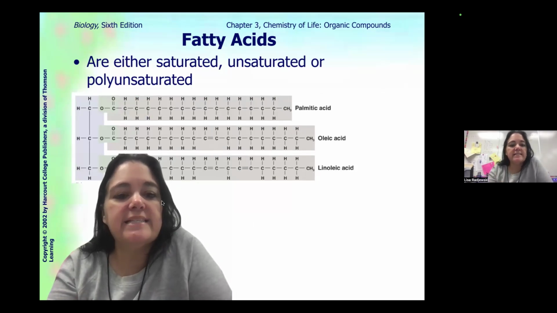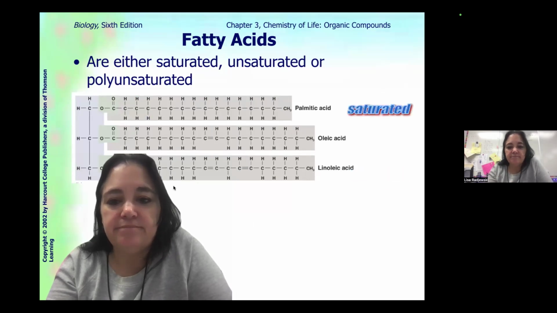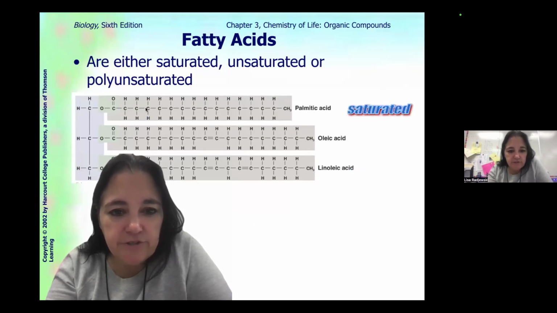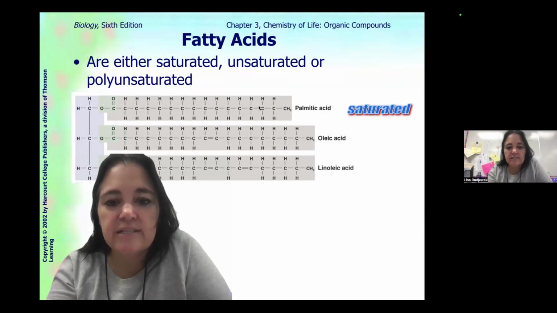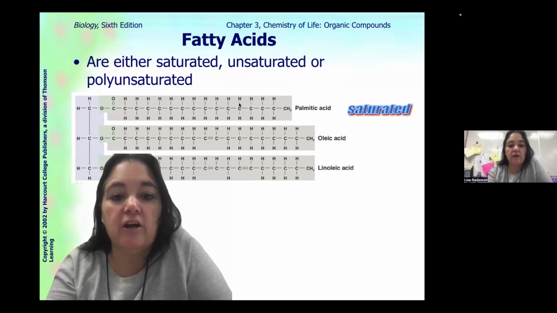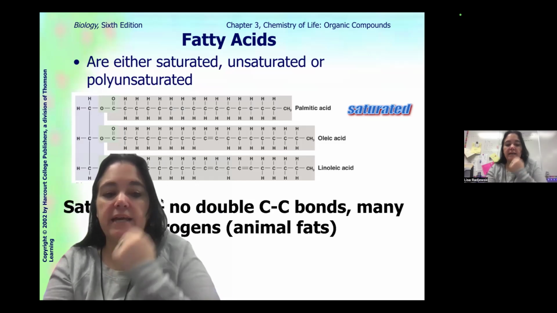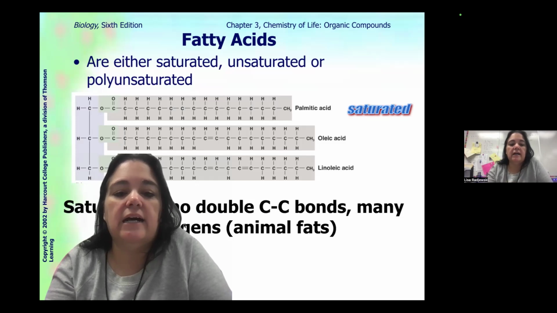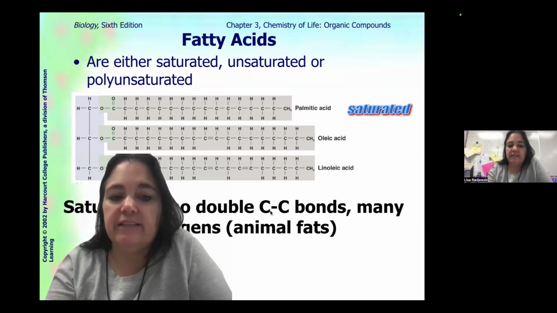All right, so when I say it's a saturated fatty acid, that means that all of these bonds between the carbons, see how there's so many carbon bonds bonded to hydrogens? There's no double bonds here. They are all single bonds. A saturated fatty acid has no double carbon-carbon bonds. There's lots and lots of hydrogens. Animal fats are going to have a lot of saturated fatty acids in them.